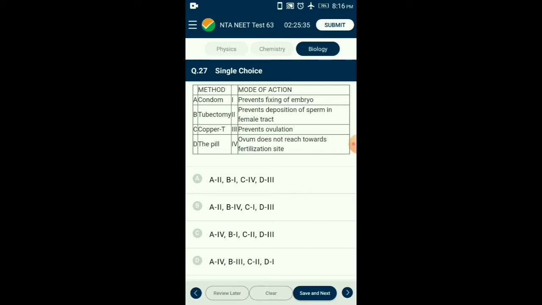The copper intrauterine device, generally called IUD, is a small T-shaped plastic and copper device which constantly releases a small amount of copper into the uterus and thus prevents implantation. Hormonal method of birth control prevents eggs from being released from the ovaries, thickens cervical mucus to prevent sperm from entering the uterus, and makes the lining of the uterus thin to prevent implantation. So the correctly matching option is option B.